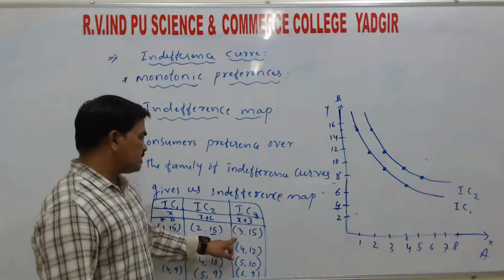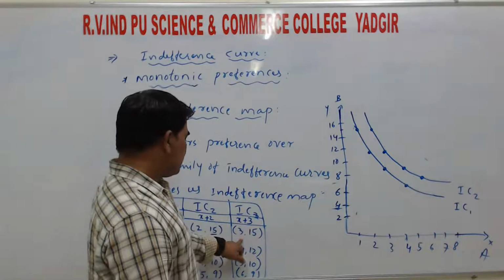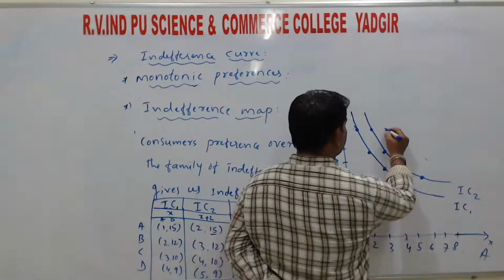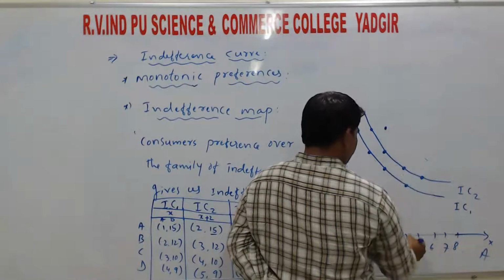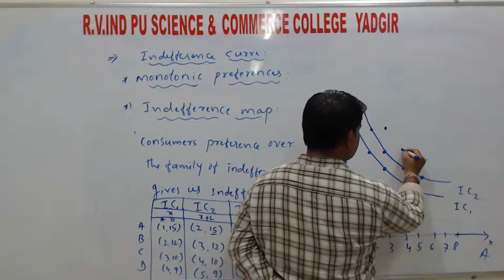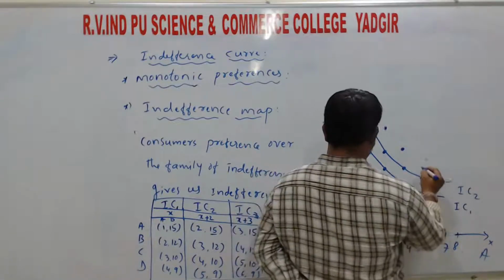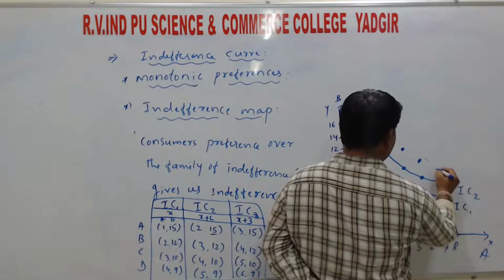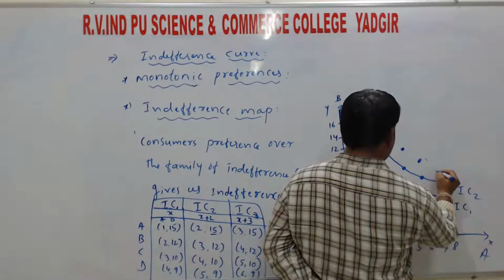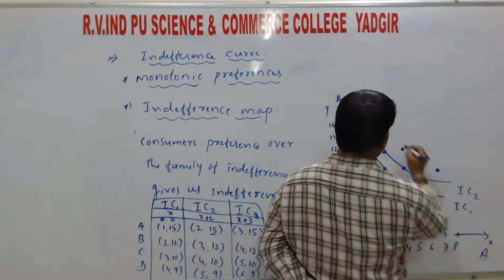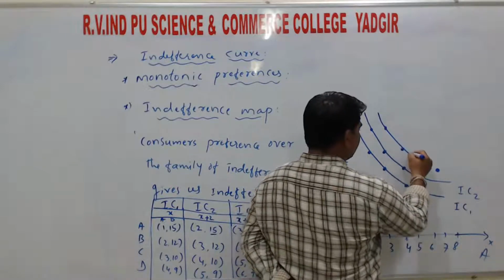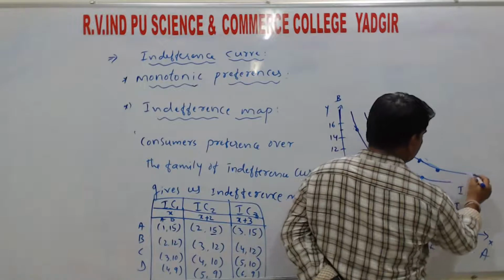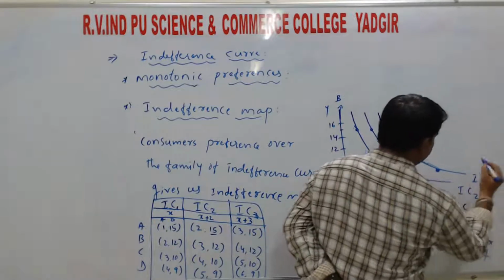Now I go with IC3, indifference curve 3. 3 apples, 15 bananas. 4 apples, 12 bananas. 5 apples, 10 bananas. 6 apples, 9 bananas. So this curve looks like this. This is IC3.